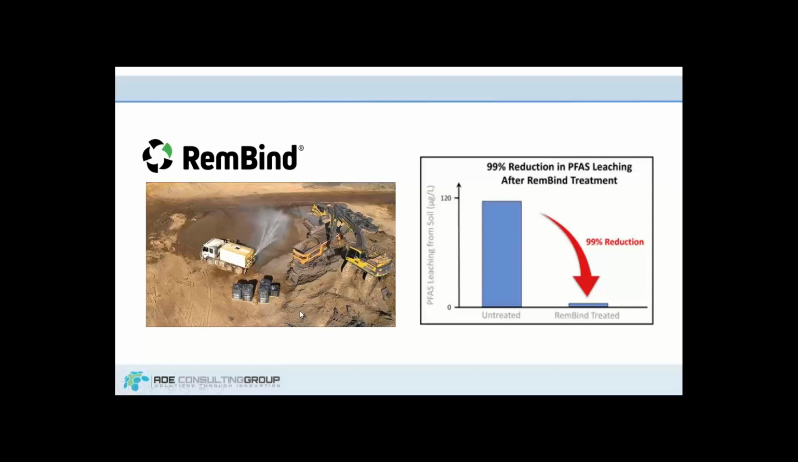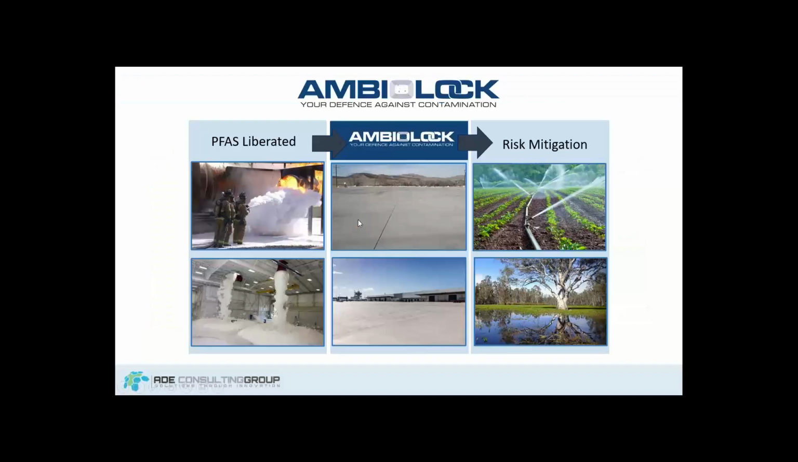Keeping in mind that this is a chemical process, so it takes advantage of the physiochemical properties of the PFAS molecule to attach to the sorbents, essentially stick to it and hold it in the soil solution, the soil matrix, so that when water flows through the soil, it does not move into that aqueous phase and proceed into groundwater, etc. One that we've been working on developing is Ambiolock, which is a physical method.